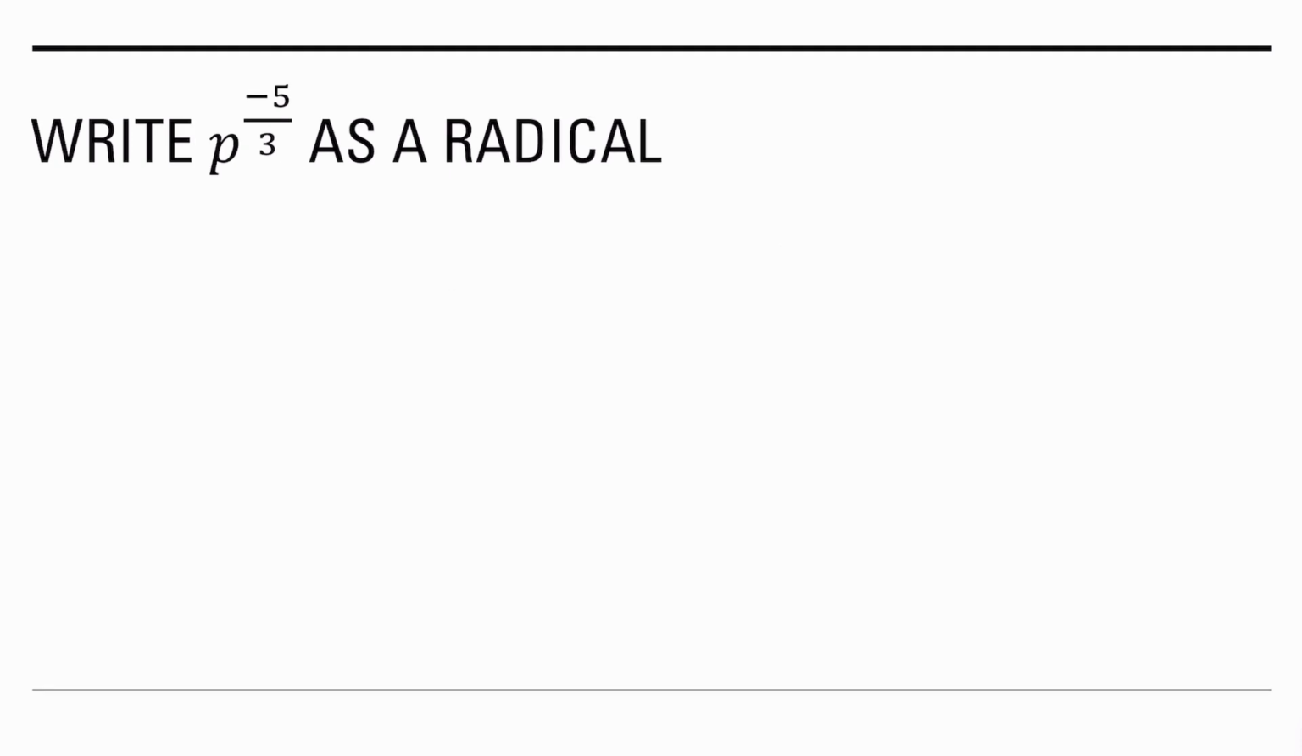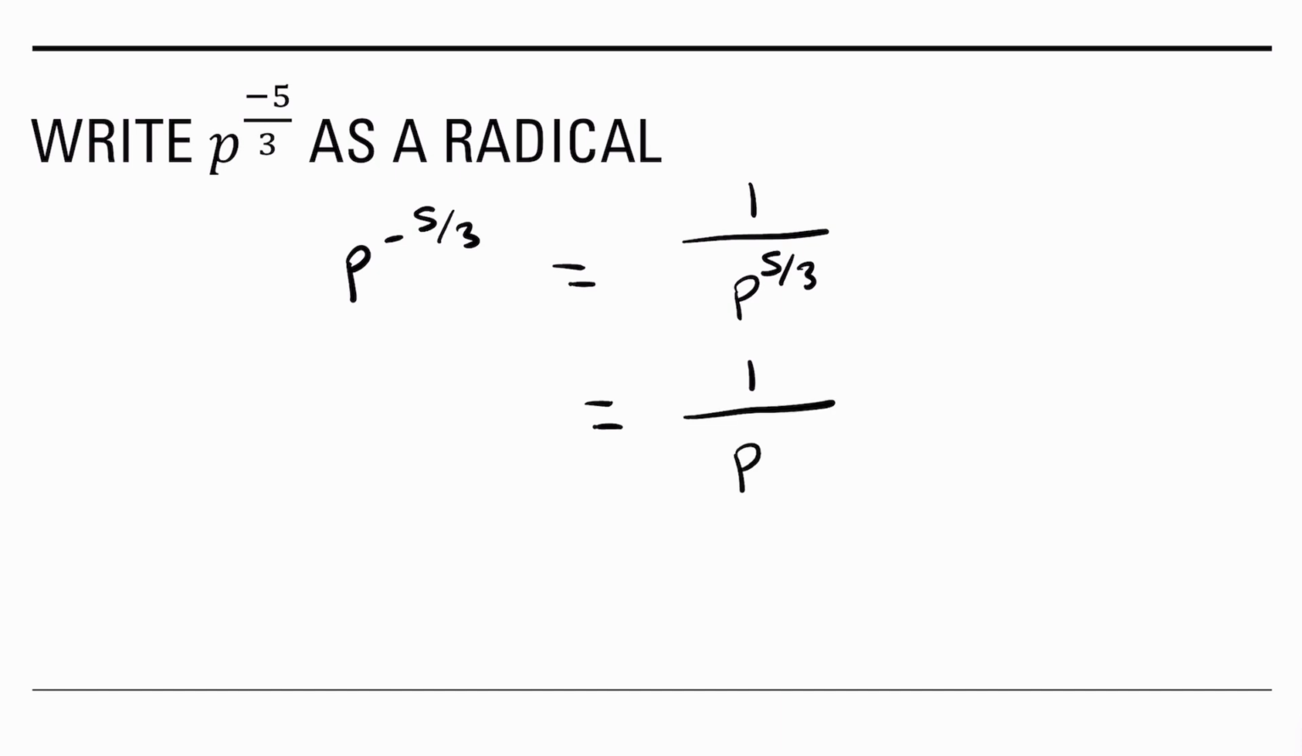Write p to the power of negative 5/3 as a radical. Same process again. So we've got a negative exponent, so we want to convert this into a positive. And so p to the power of negative 5/3 could also be written as 1 over p to the 5/3. At this point, we're now ready to put this into radical form or root form. And so we can go 1 over and then p. That is the base. It is raised to the 5th power, and it is cube rooted. So maybe I'll make that a little bit neater. So 1 over the cube root of p to the 5th.